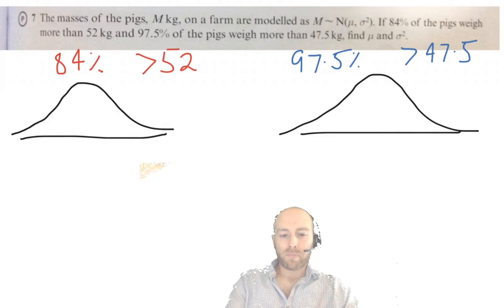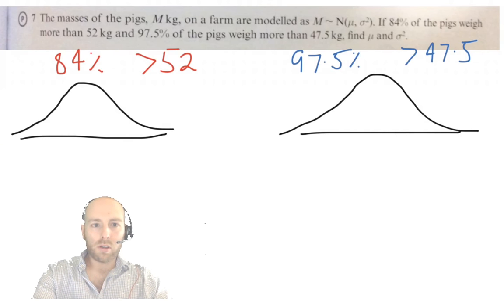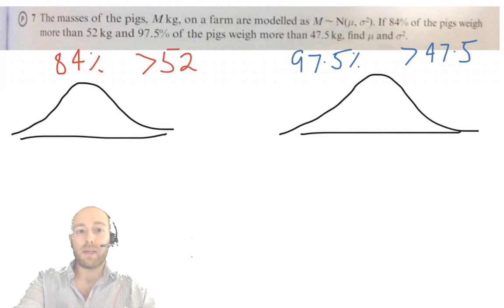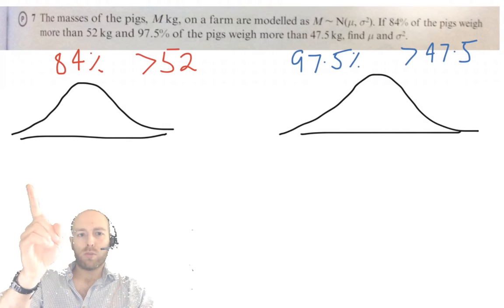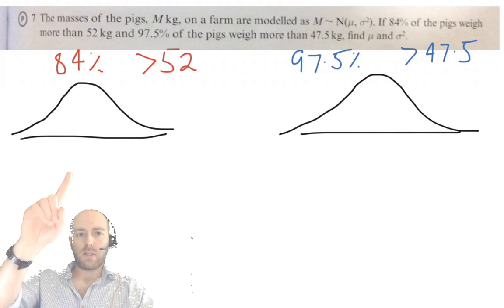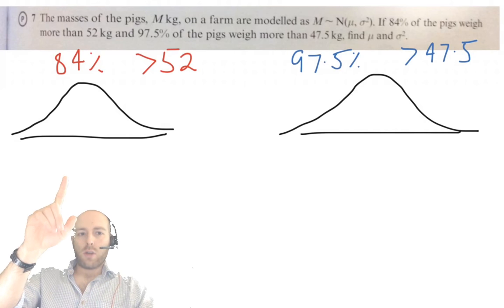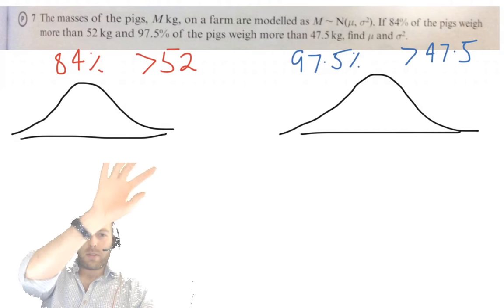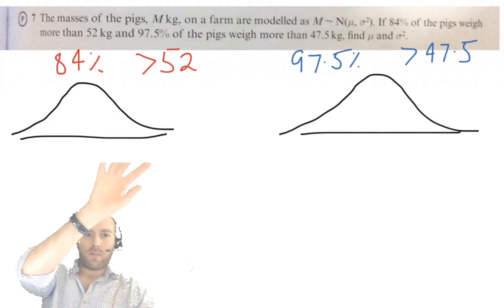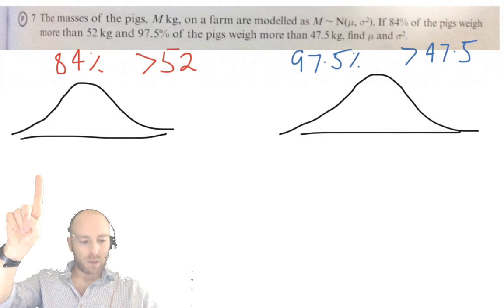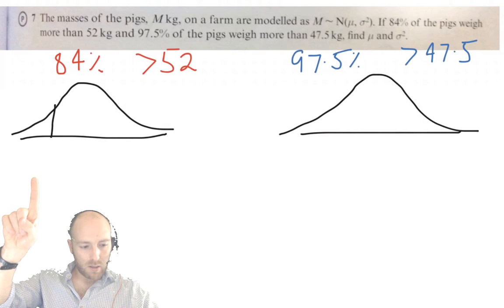Okay, so for the one on the left, if 84% are bigger than 52, where is 52 going to go on our normal distribution curve? So 84% are bigger than this. Remember, the whole area is 1. So because 84% are bigger than it, we must have 84% in this region of the graph. So 52 must be to the left of the mean. So I can write 52 in there.